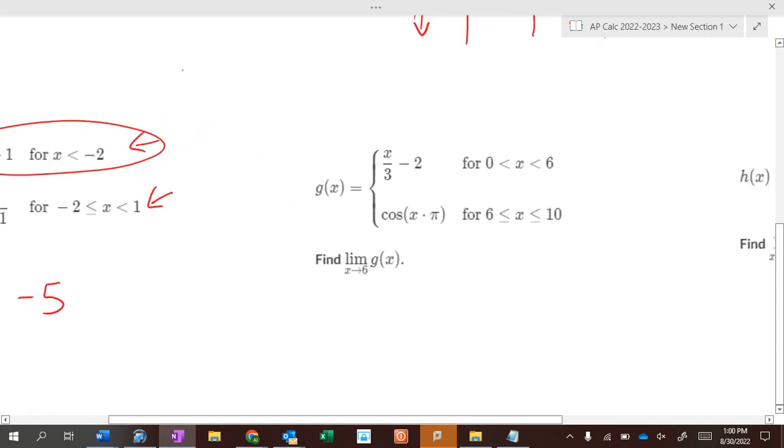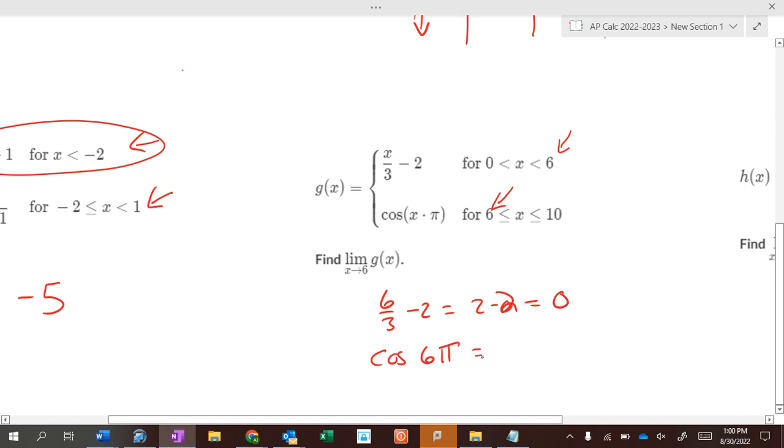Okay? Where's 6 on this one? Well, it's the edge, it's what's in between. So you have to solve both of them. So if you stick 6 in the top one, 6 over 3 minus 2 is 2 minus 2, which is 0. And then if you stick 6 into the next one, the cosine of 6 pi.